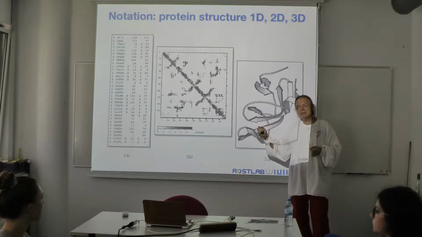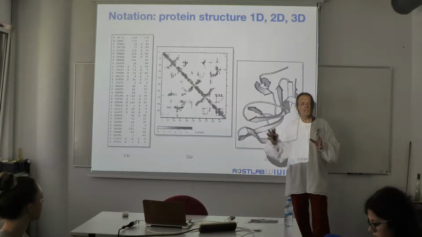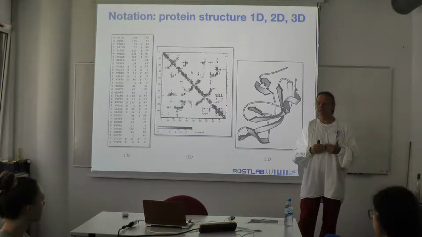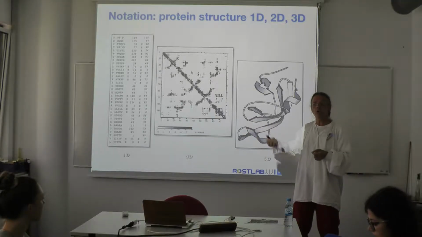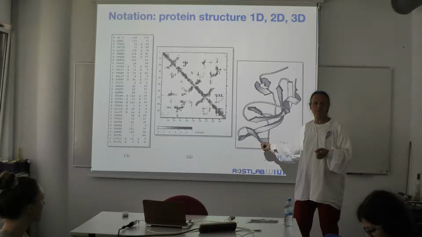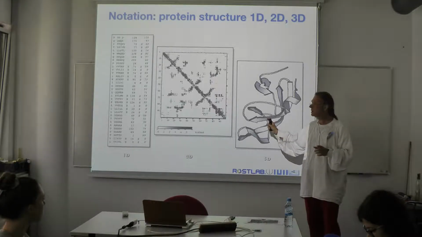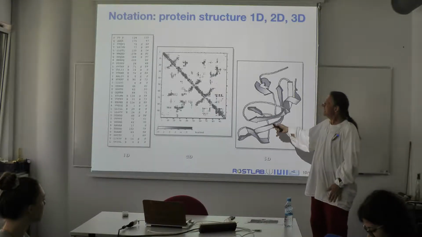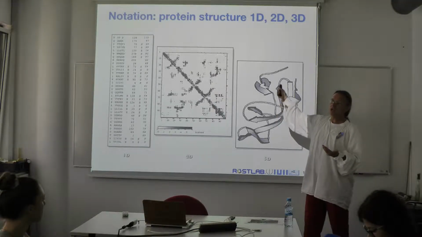And if you take the 3D coordinates and you put them into this distance map, then you retain the entire information in the sense that from this one here, you could reproduce the 3D structure. There's some issue about the mirror image you cannot reproduce. But other than that, you can reproduce the 3D structure. That means that essentially the information contained in the 3D is also in 2D.